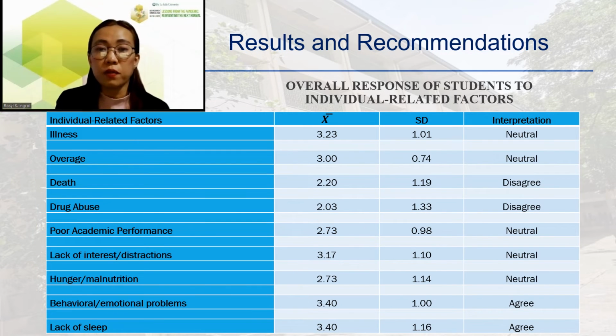This is the overall response of students to individual-related factors. Most of the students agreed that behavioral or emotional problems and lack of sleep affect students' attendance, while students disagreed on death and drug abuse, and were neutral on illness, overage, poor academic performance, lack of interest or distractions, and lastly, hunger or malnutrition.